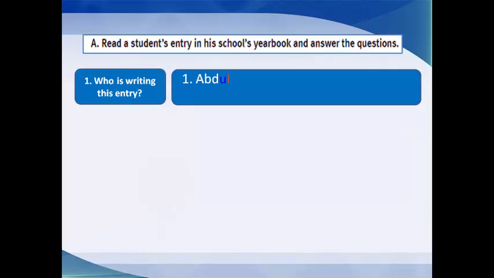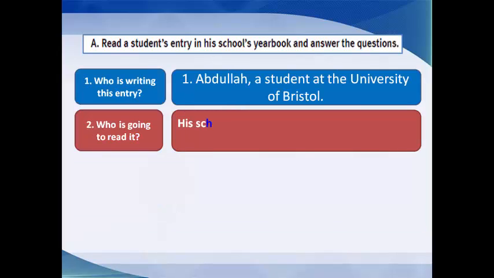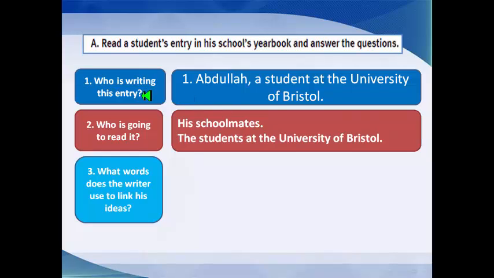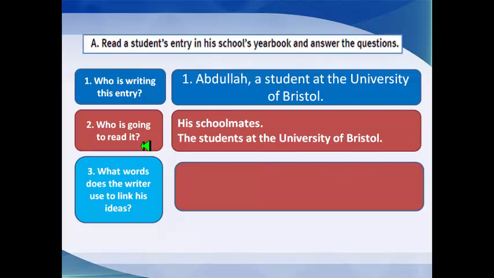Let's see the answers written here. Who is writing this entry? Abdullah, a student at the University of Bristol. Who is going to read it? His schoolmates, the students at the University of Bristol. What words does the writer use to link his ideas? Linking words like and, also, because, so, or but.